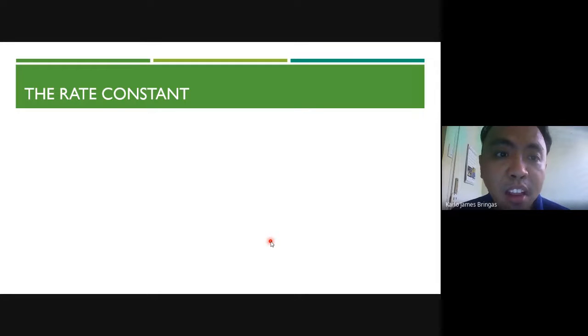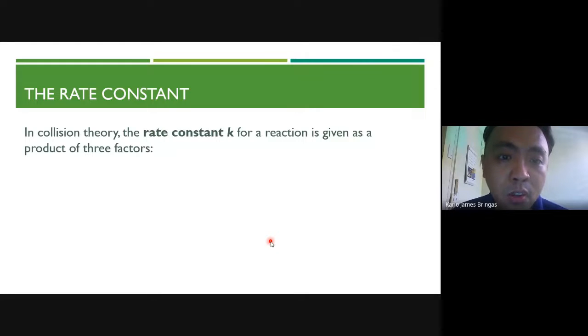So all of that leads us to the rate constant. Now the rate constant is simply a way for us to quantify just how fast or how slow a reaction is occurring. We symbolize it by the small letter k. It is given as a product of three factors according to our collision theory.